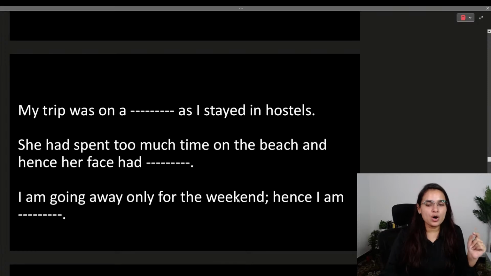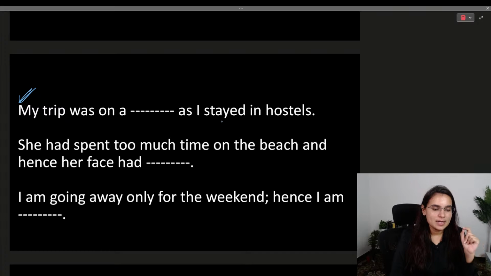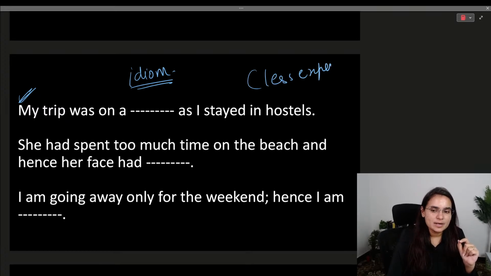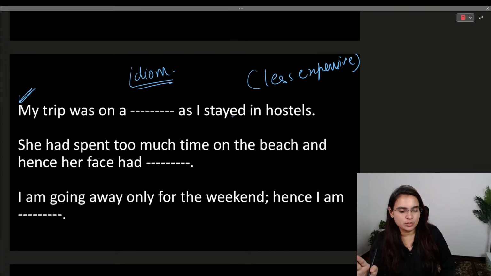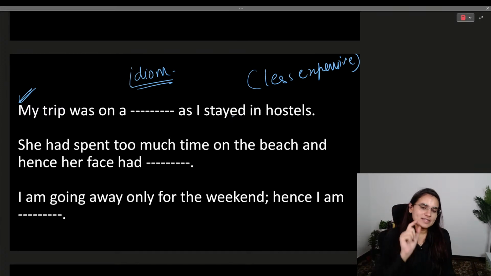My trip was on dash as I stayed in hostels. You have to fit an idiom here, which is related to something less expensive. My trip was less expensive as I stayed in hostels. What is the idiom for that? When you are not wasting a lot of money on trips, you are spending as little as possible. There is an idiom for that, which is related to trips and travels.